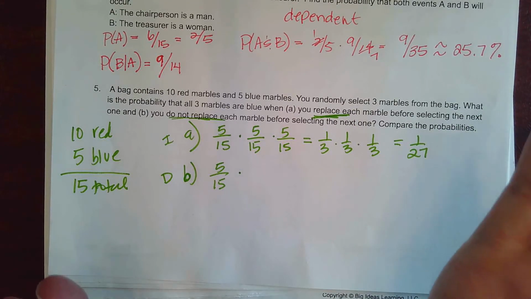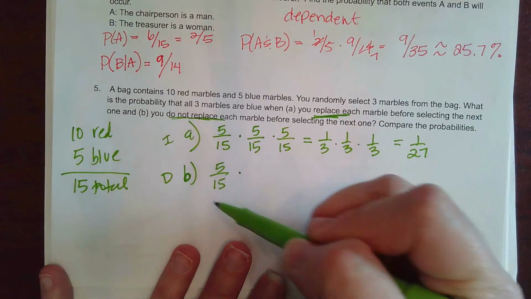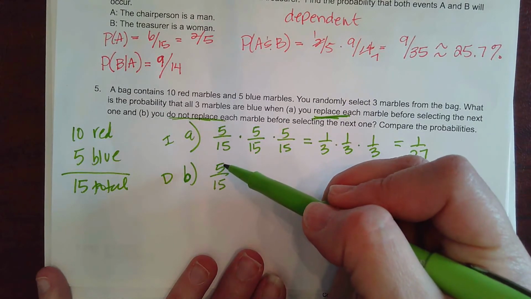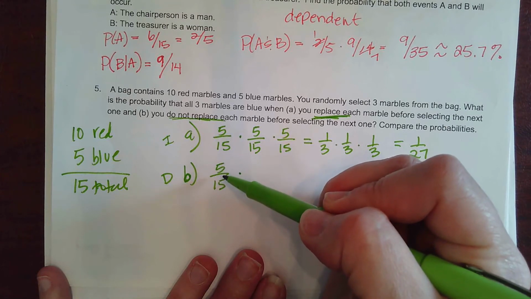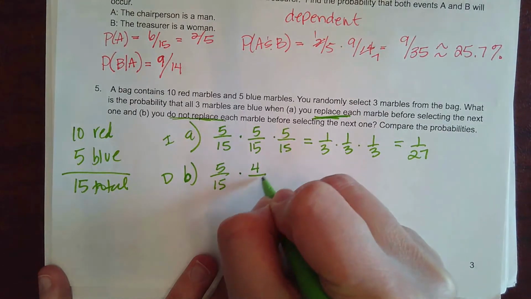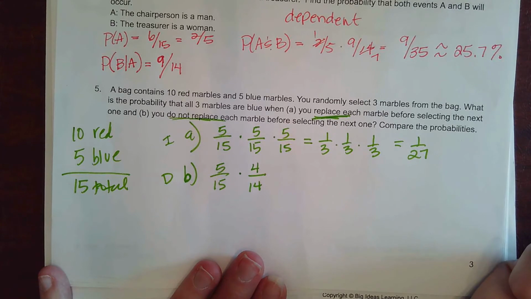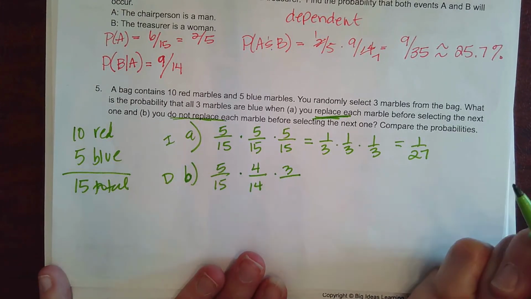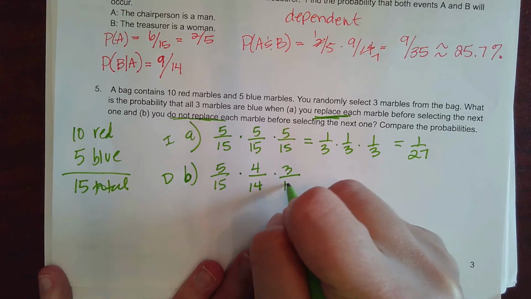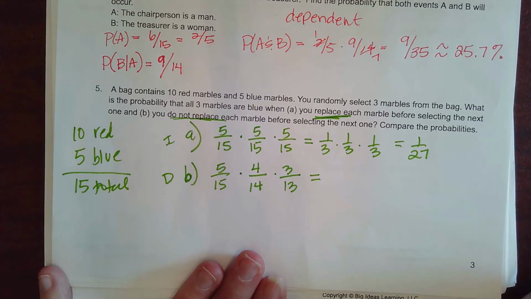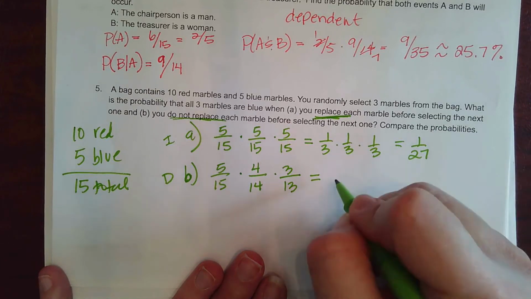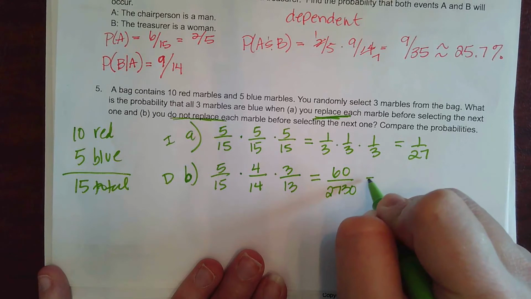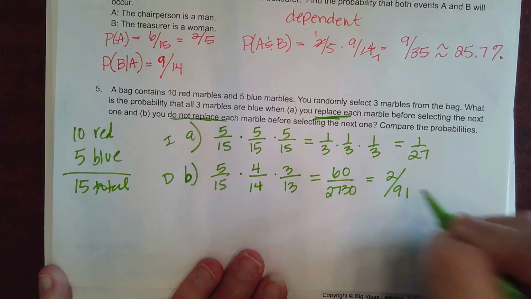All right, so we want 3 blue. So we have to assume we're looking at the probability of all 3 blue being picked. So if one of the blue was being picked in the first try, that means there are 4 left out of 14 total marbles. And on a third one, there would be only 3 blue marbles left because 2 were already chosen out of 13 total marbles. So if we do the math here, I just multiplied across the top, multiplied across the bottom, I get 2/91.